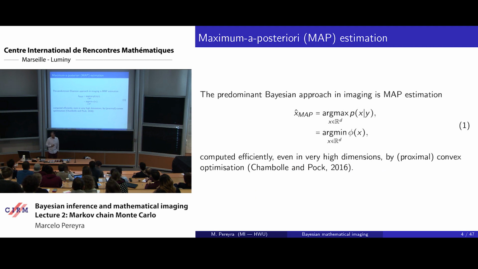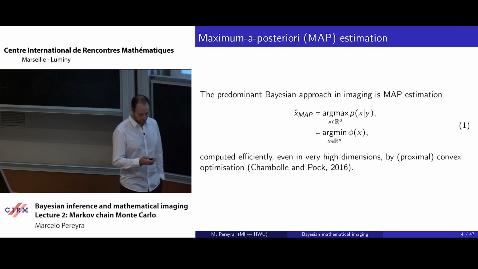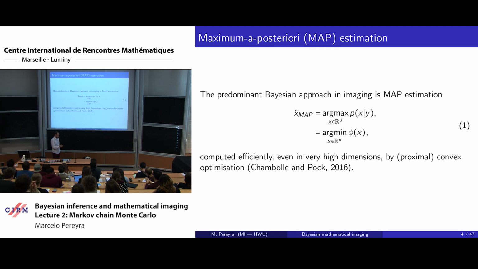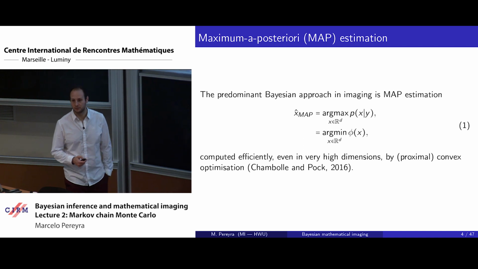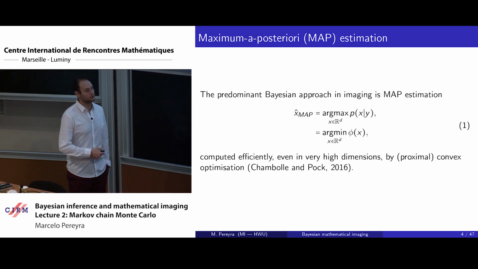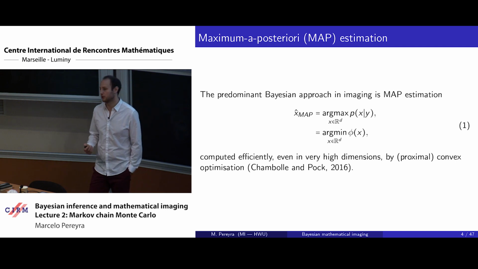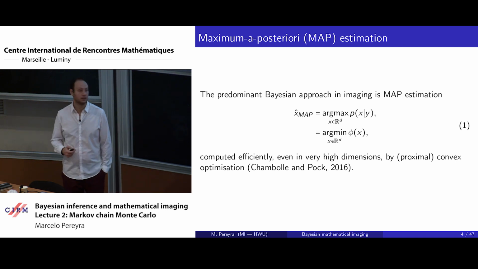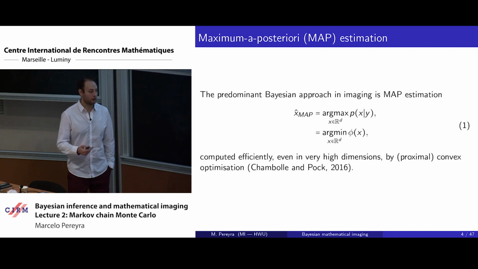And as I said an hour ago, the predominant approach in imaging is to then maximize this posterior probability density, or equivalently to minimize the cost function phi. And if we're in this setting where phi is convex, then usually we can do this very efficiently, even in very high dimensions, by using state-of-the-art convex optimization algorithms. So this is the first class of problems that I'll introduce. Tomorrow I'll talk about problems that are significantly more difficult. But because many of you are already familiar with this class, and this is an interesting class, I'll start with this.